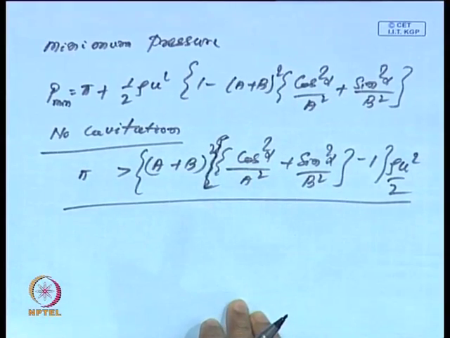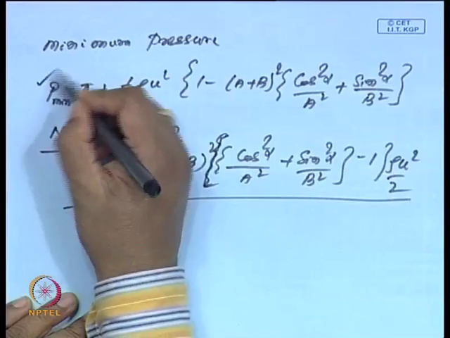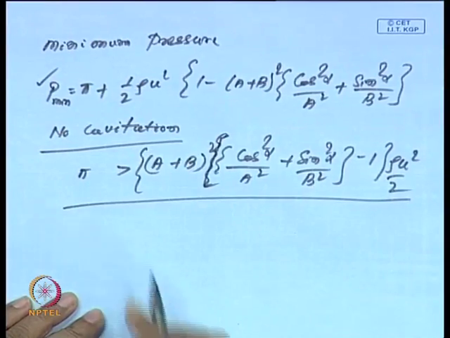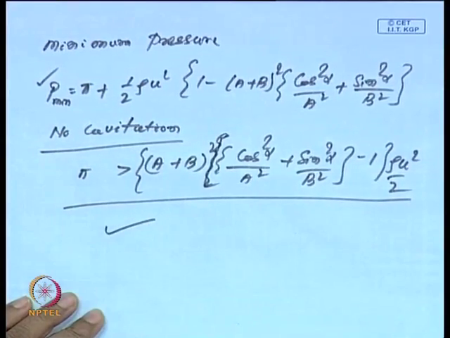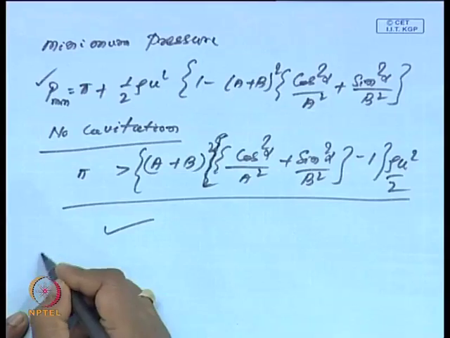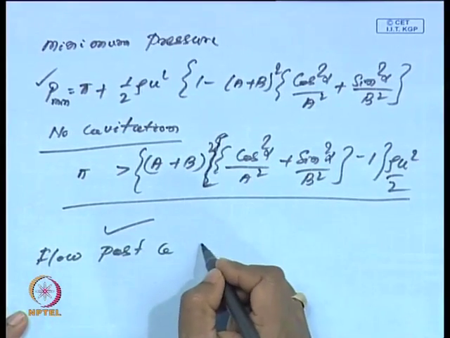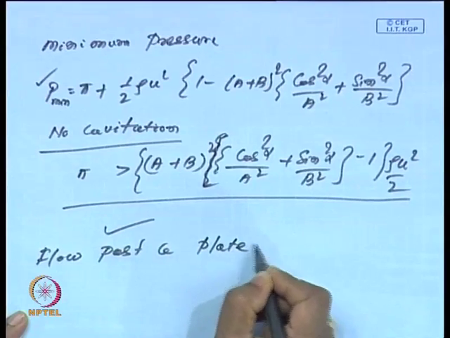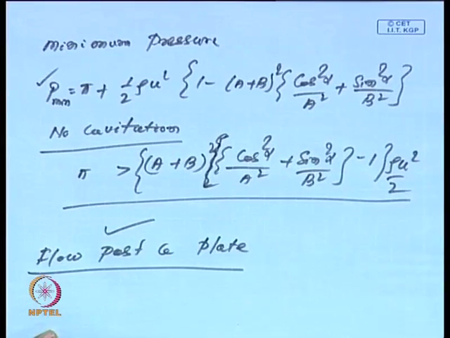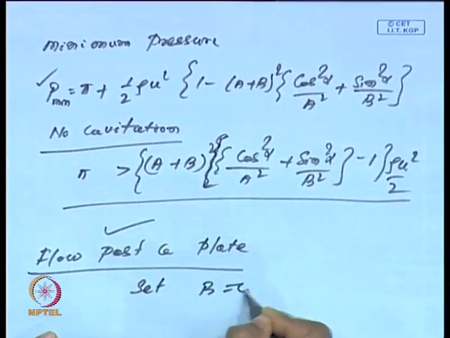Once I have no cavitation, that means I understand that I obtain the minimum pressure and also I obtain the criteria for no cavitation. So the flow past the elliptic cylinder is thoroughly understood. Now what will happen if I have to analyze the flow past a flat plate? Because I know the flow past a cylinder, to understand the flow past a plate, I just set b equal to 0.